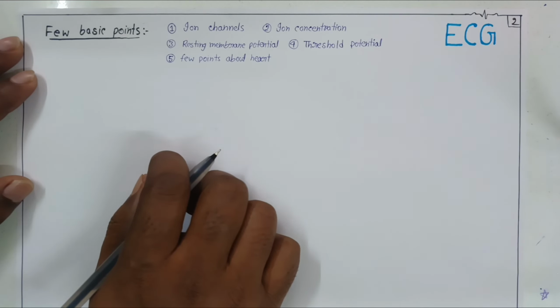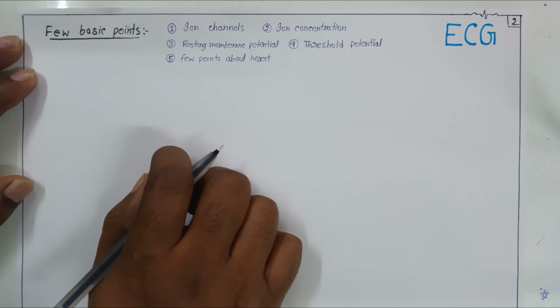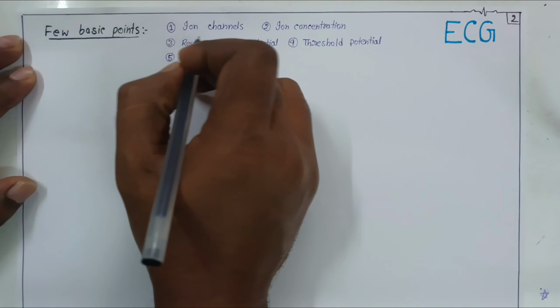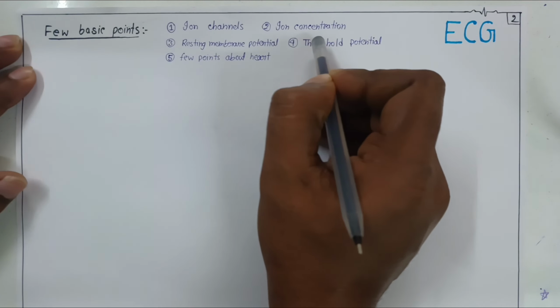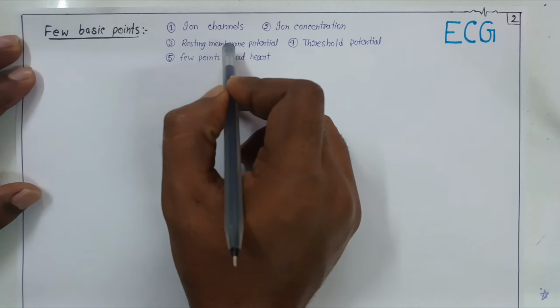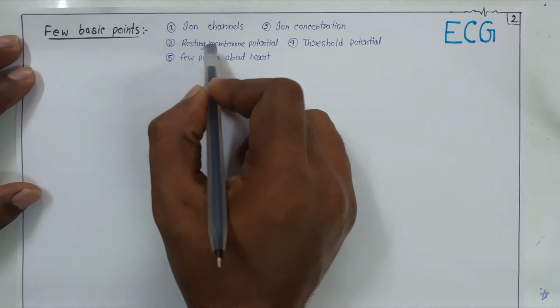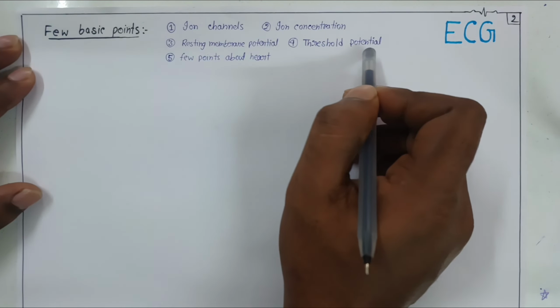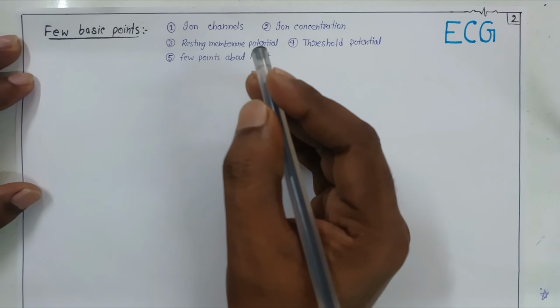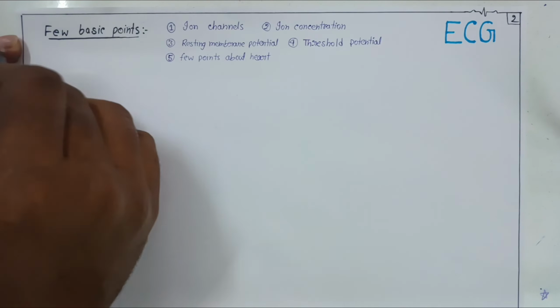Now, to understand ECG, we must know a few points about the ion channels, ion concentration inside and outside the myocardial cell, resting membrane potential, threshold potential, and a few points about the heart. So let's start one by one.